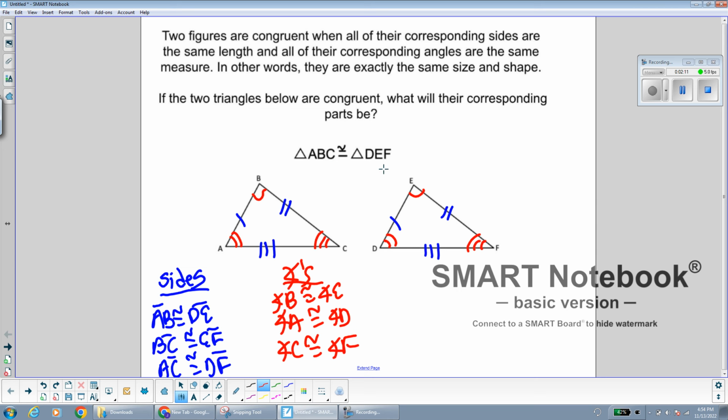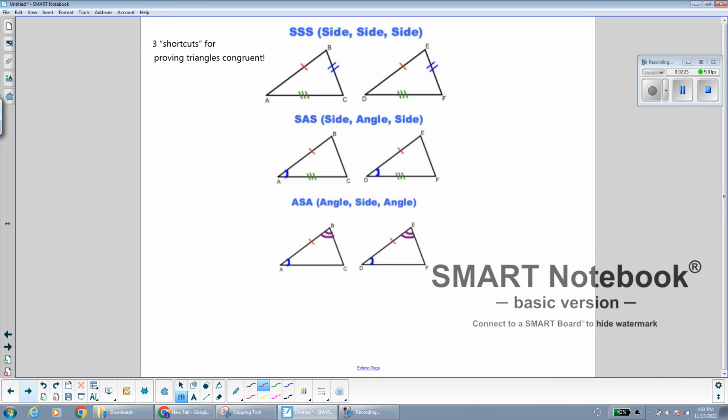So it's a lot of work to show that all the corresponding sides and all the corresponding angles are congruent in order to prove two triangles congruent. So luckily, we have some shortcuts for proving triangles congruent. So here are the first three that you talked about in class. We'll do some practice with them in this video, and then we will talk about the remaining two. So we have side, side, side, or SSS.